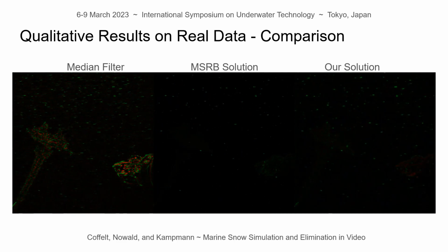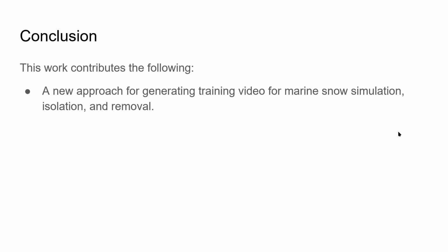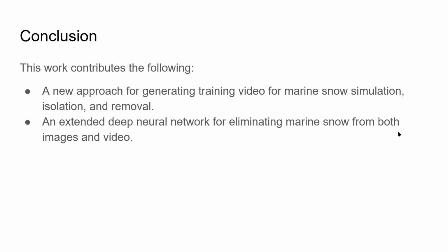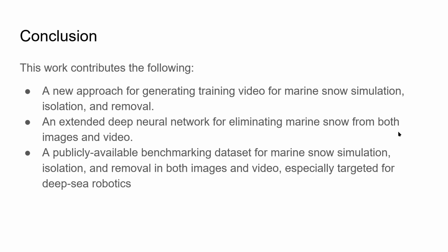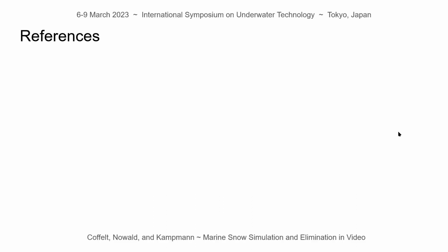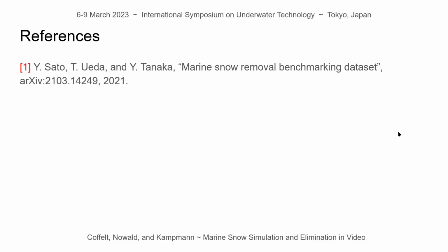So in conclusion, this work shows a new approach for generating synthetic training data for marine snow simulation, isolation, and removal. It extends a deep neural network for eliminating marine snow from both images and video. And we created a publicly available benchmarking dataset for marine snow simulation, isolation, and removal, especially targeted at deep sea robotics. This is the source paper for the marine snow removal benchmarking dataset.